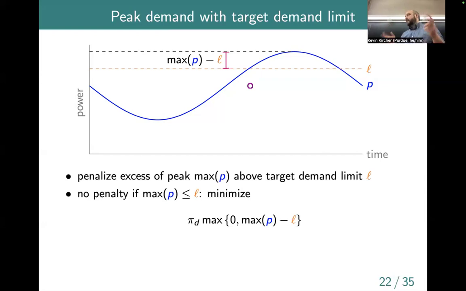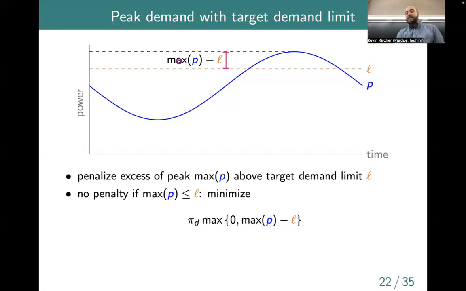So you might set what's called a target demand limit. For example, you might say, well, last year in May my peak was 110 kilowatts, so I would like to decrease that somewhat. I will set a goal of bringing it down to 100 or to 90. Then all I'm going to penalize is the excess by which the peak goes above that target demand limit. So you might have a limit L, and then you have the max here. This puts another max in the objective function. We take the positive part of the excess.